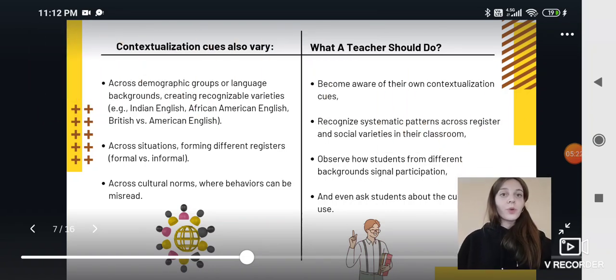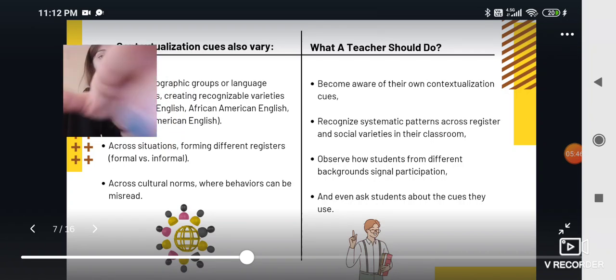Contextualization cues also vary across demographic groups or language backgrounds, creating recognizable varieties like Indian English, African American English, British versus American English. They also vary across situations, forming different registers like formal versus informal, and across cultural norms where behaviors can be misread.